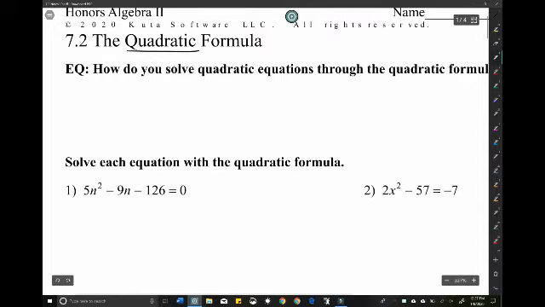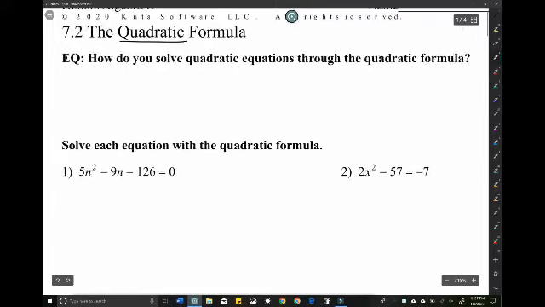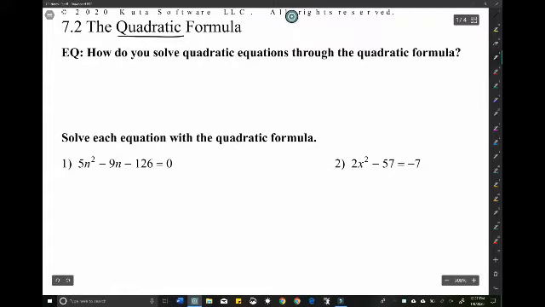I know some of you have been like, when is that formula going to come into play? And that time is now. So our central question: how do you solve quadratic equations? Through the use of the quadratic formula.